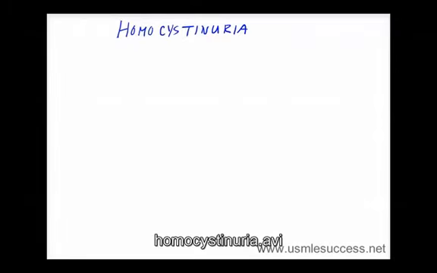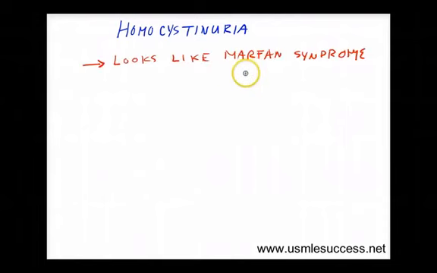Hi, this is Dr. Paul, and in this video we're going to discuss homocystinuria. It's important to talk about this genetic disorder because it looks a lot like Marfan syndrome, except for some key differences. One of the key differences being that in Marfan syndrome, the joints tend to be loose.